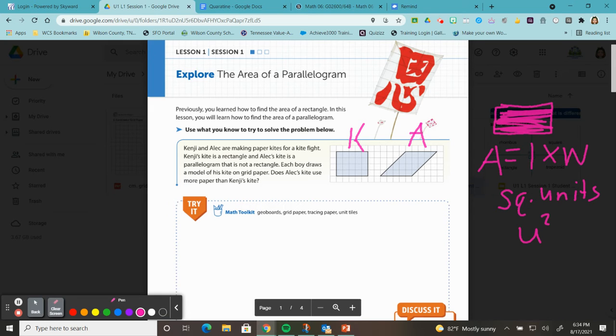So that's what I want you to do on your paper in the try it box. You are going to count up the squares in Kenji's kite, and you're going to tell me how much area is in his kite. And then you're going to count up the squares in Alec's kite and tell me the area of his. Then decide, did Alec use more paper? So take a moment to pause the video and do this.